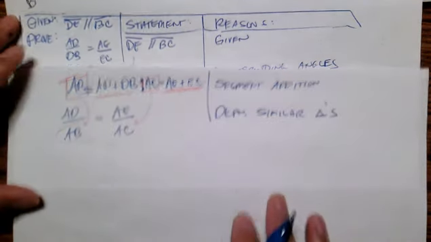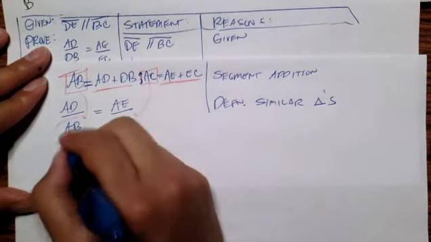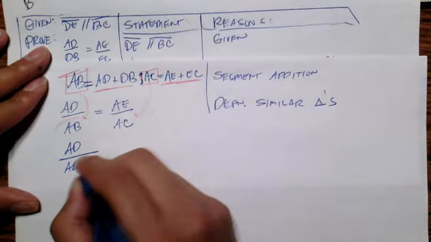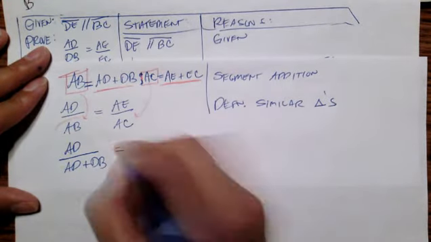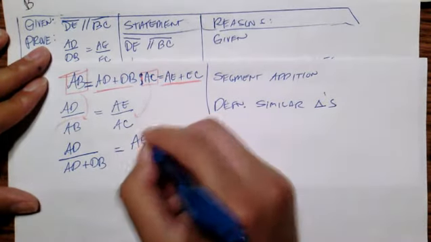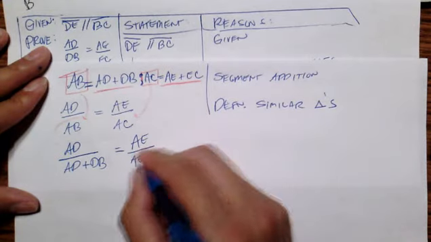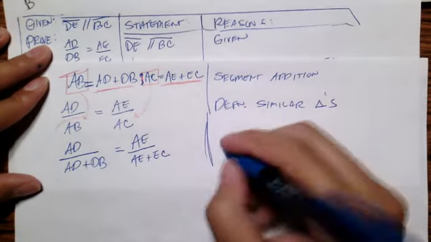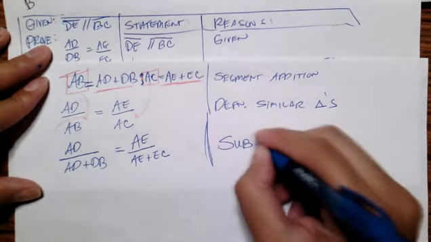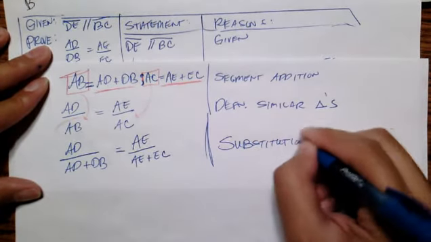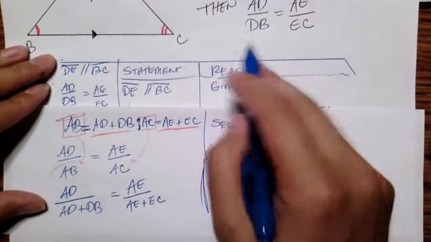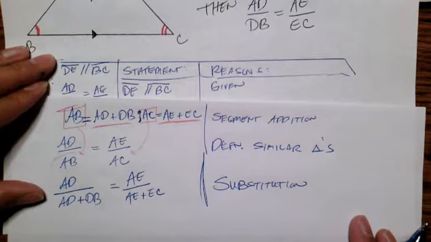So what I'm going to do right now is move all this stuff right here. AD, instead of putting AB right there, I'm going to put AD plus DB equals AE. AC is going to be AE plus EC. Okay. And we already said the reason why was substitution. Okay, substitution. We're almost there. We are so close to this right here. Almost there. Okay.